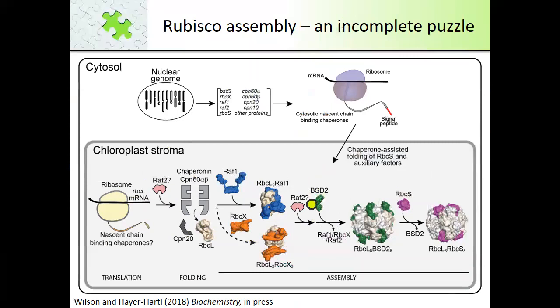And then BSD2 binds in theory and displaces, in this case, RAF1 or RBCX. Again, this is all conjecture, and then the small subunits come along to finalise the final product. So this is all very nice, and they showed in that E. coli work that if you left out any one of these chaperones, you didn't get Rubisco produced, except RBCX. You could leave that out, but the yield of Rubisco was a lot lower than if you had it in there.